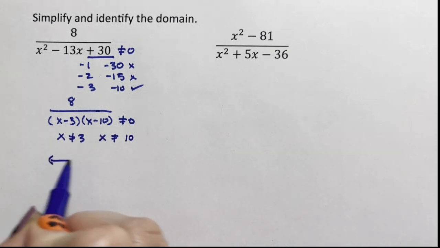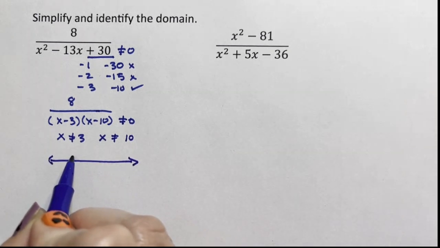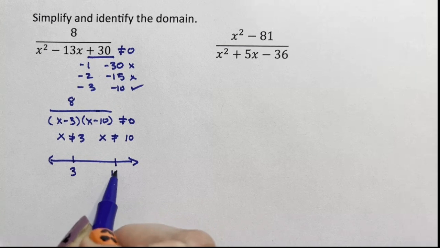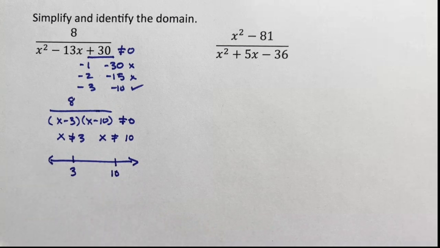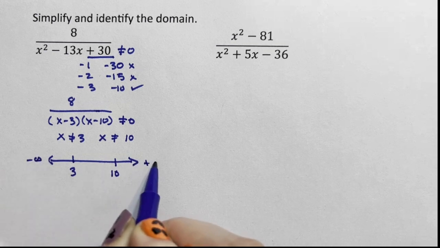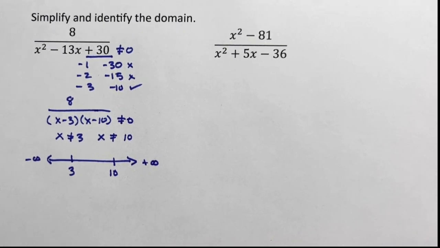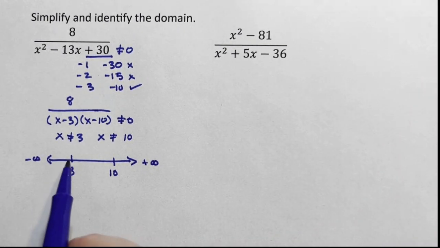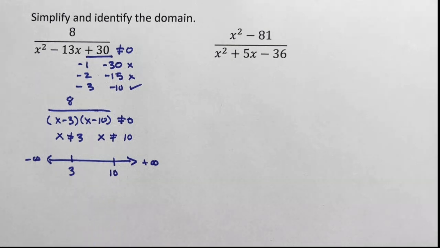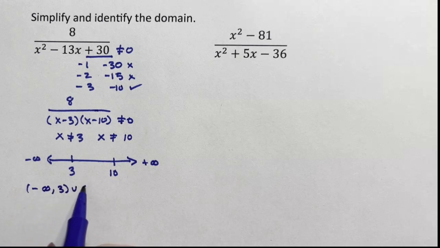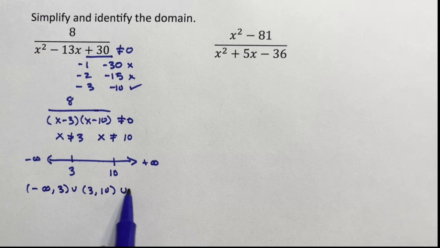If we look at a number line and we include 3 and 10, basically x can be anything on this infinite number line, because we go to negative infinity over here and positive infinity over here. Negative infinity is always on the left. Positive infinity is always on the right, except for these two exclusions. I'm going to write this in set notation. So negative infinity to 3, joined with 3 to 10, joined with 10 to positive infinity.